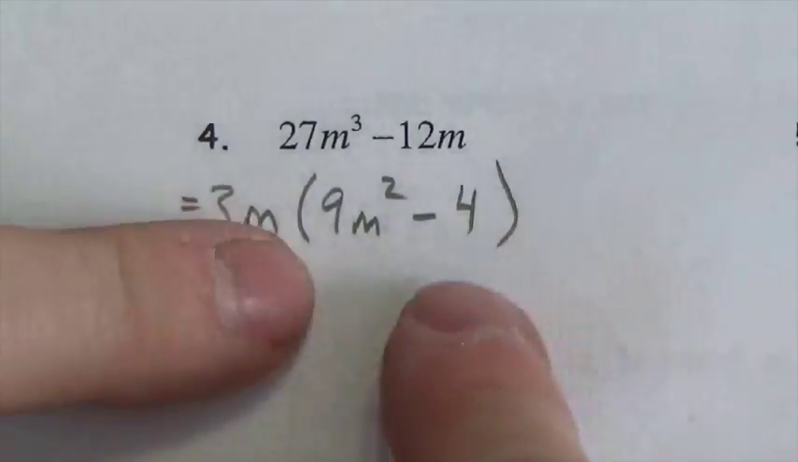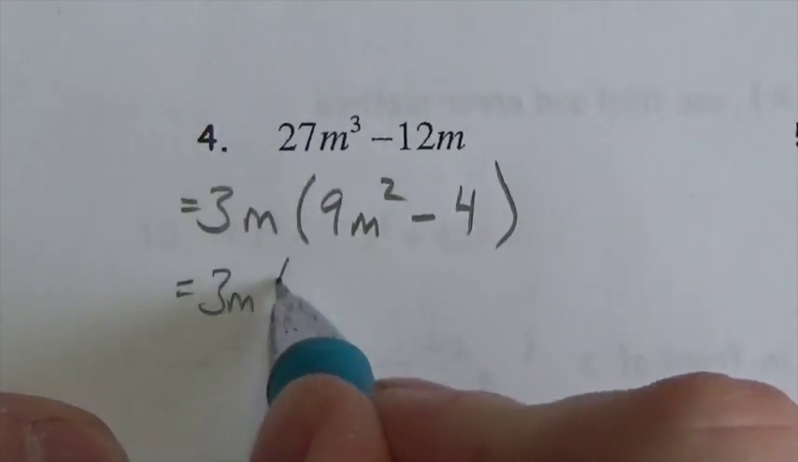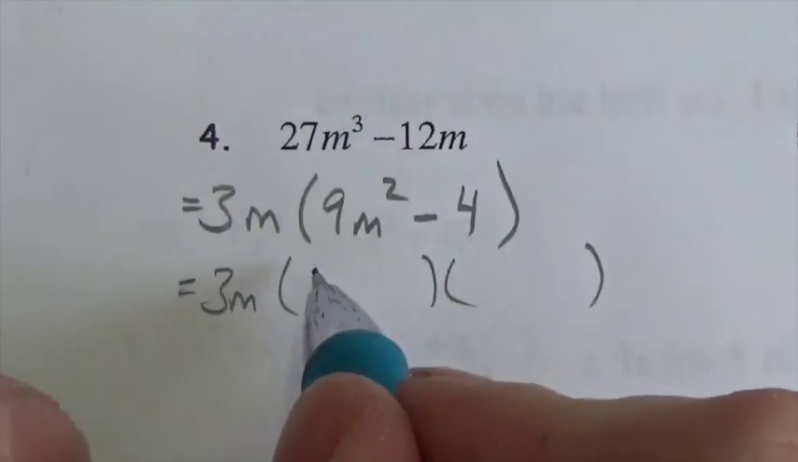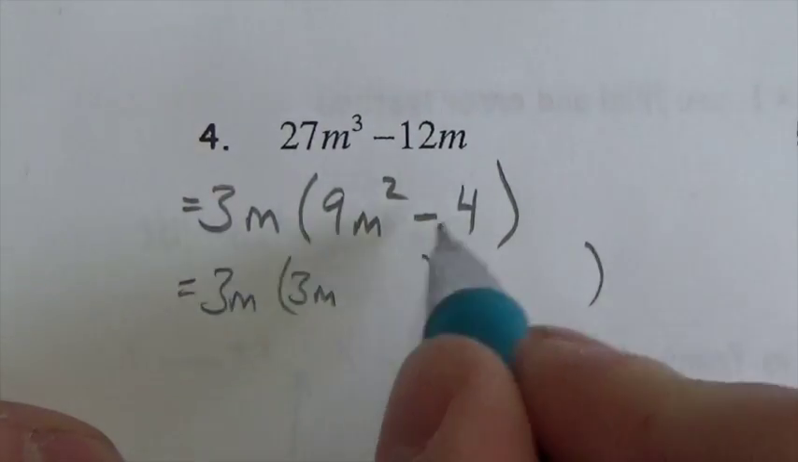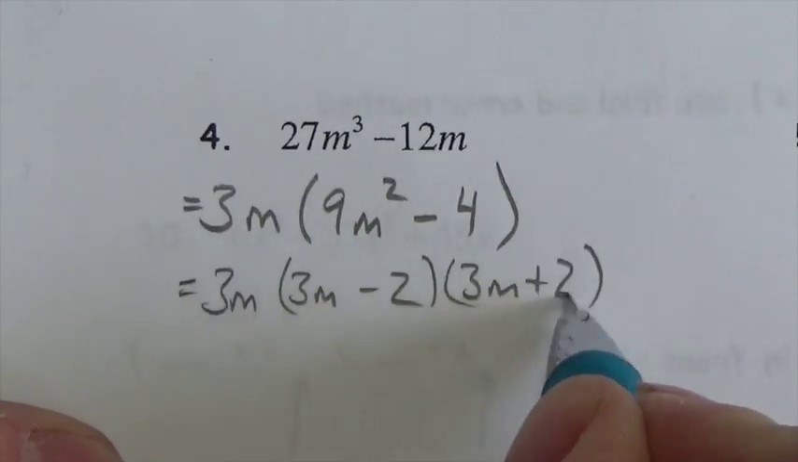Okay, then I take a look at what I'm left with, and I notice that that is a difference of squares. So there's the 3m out front, can't do anything with that. The square root of 9m squared will be 3m. Square root of 4 is 2. So 3m minus 2, and then the second factor here will be 3m plus 2.